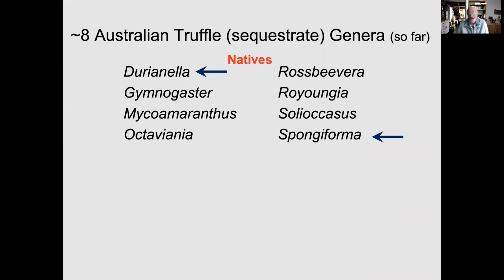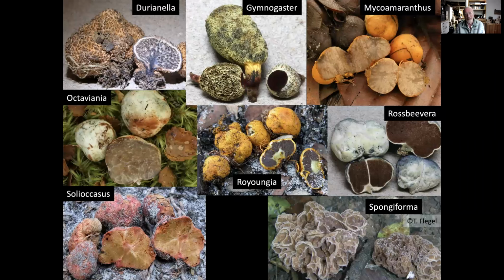I mentioned the truffle-like sequestrate genera that DNA has told us were related to the boletes. The ones indicated with the blue arrows haven't been reported from Australia yet, but it's possible that they could show up because they're up in Southeast Asia, and it's possible that they might have crossed Wallace's line and show up at some point in Australia. It's just not known yet. But this is what they look like: Durianella up there in the upper left and Spongiforma on the lower right.